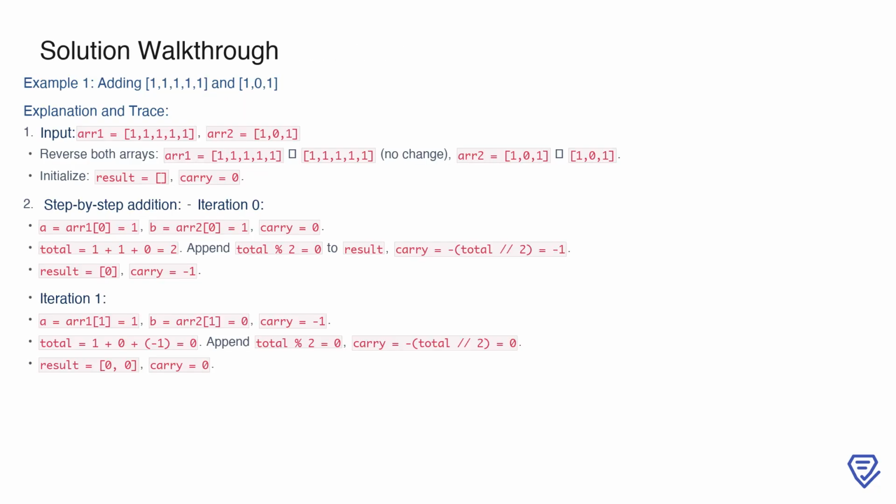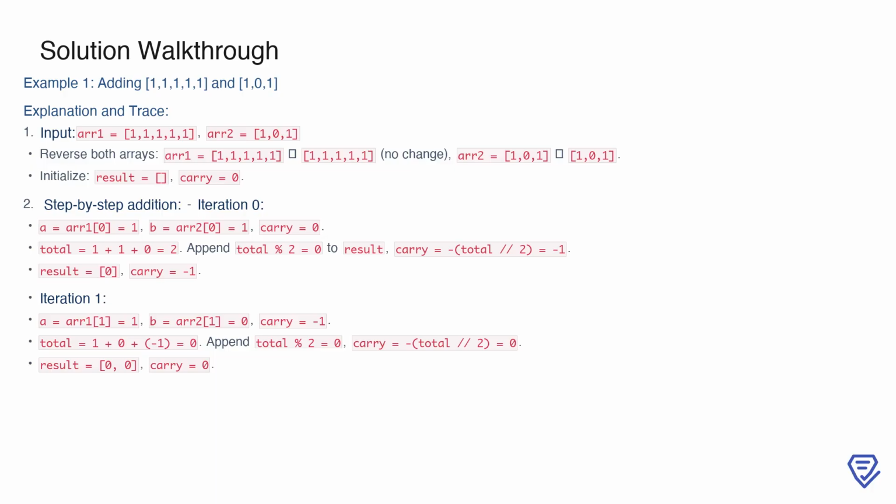In this example, we are adding two Negabinary numbers, 11111 and 101. To start, both arrays are reversed, though in this case, the reversal doesn't change their order. We then initialize an empty result array and set the carry to 0. In the first iteration, we take the first digits of both arrays, which are 1 and 1, and add them along with the carry, resulting in a total of 2. The least significant bit of this sum, total modulo 2, is 0, which we append to the result.